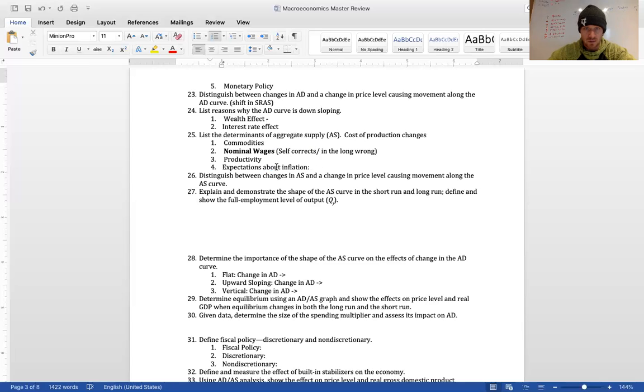If any one of these four things happen, the whole short run aggregate supply curve shifts. If aggregate demand changes, you just move to a new point on the short run aggregate supply curve.